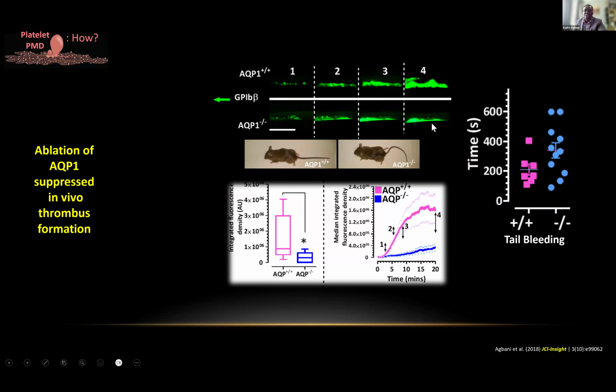Now, all this is happening, but when we look at hemostasis, that doesn't seem to be affected. So tail bleeding seems fine between both the wild type and the knockout. Now, this is interesting because there are not really many molecular targets out there that are able to distinguish between thrombosis and hemostasis. So we are doing more work in this area.